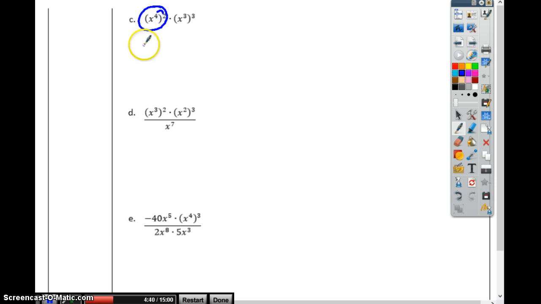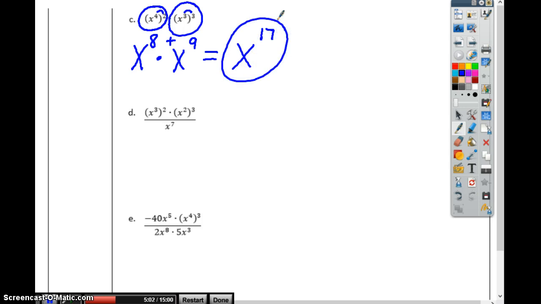4 times 2 is 8, so that becomes x to the 8th power. Times. Simplify this term. X to the 3 times 3 is 9. Add those exponents. We now have x to the 17th power. So all of that problem, that expression, simplifies to x to the 17th power. Or you could have a 1 there, the same answer.